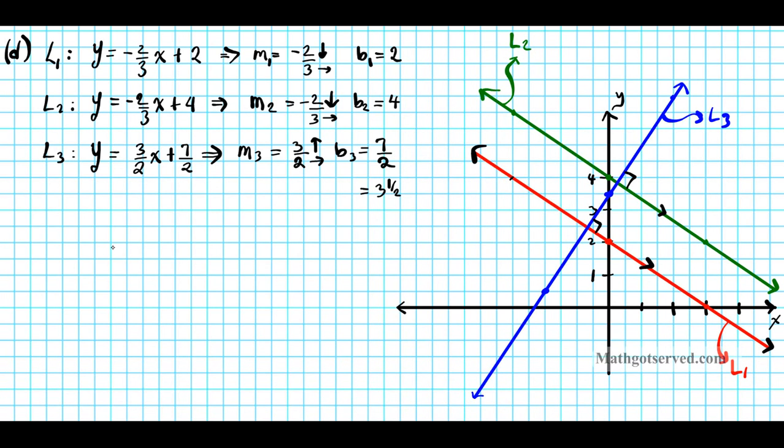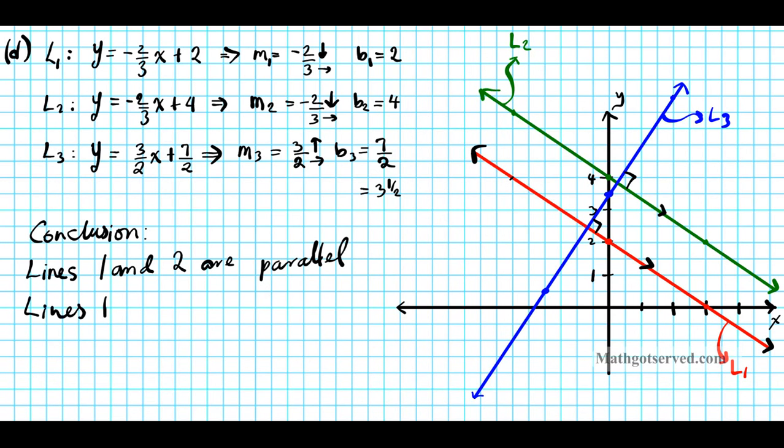Okay, so what conclusion can we state from the graph? Conclusion, from the graph we can clearly see that lines 1 and 2 are parallel. Lines 1 and 3 are perpendicular.